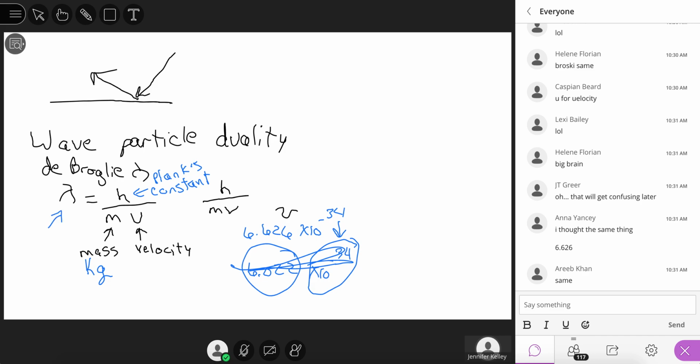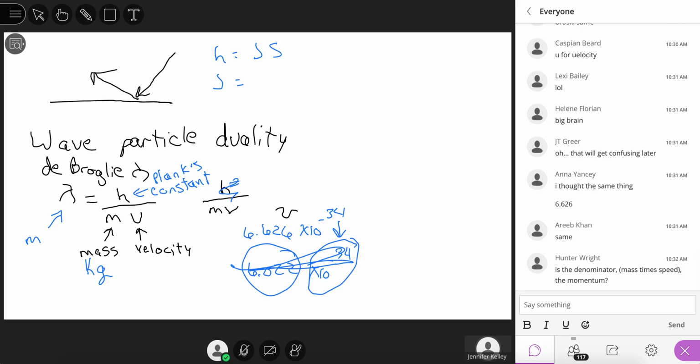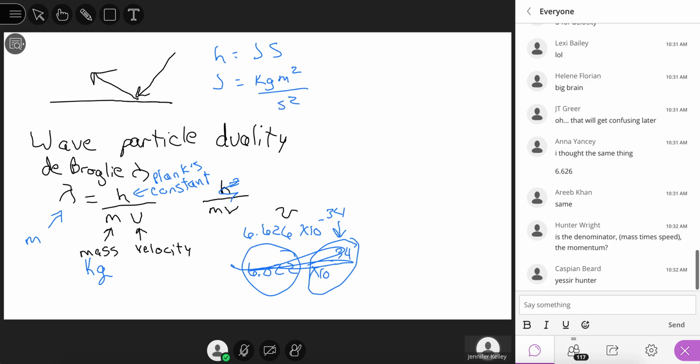In the end, you get a wavelength in meters. So h is in joule seconds. And then to be able to get the units to cancel properly, you have to know that a joule is equal to a kilogram meter squared per second squared. So that's what a joule is. Yes, exactly. The denominator is the momentum because it's mass times speed. And what he's saying with this equation is that the bigger the momentum, the smaller the wavelength.